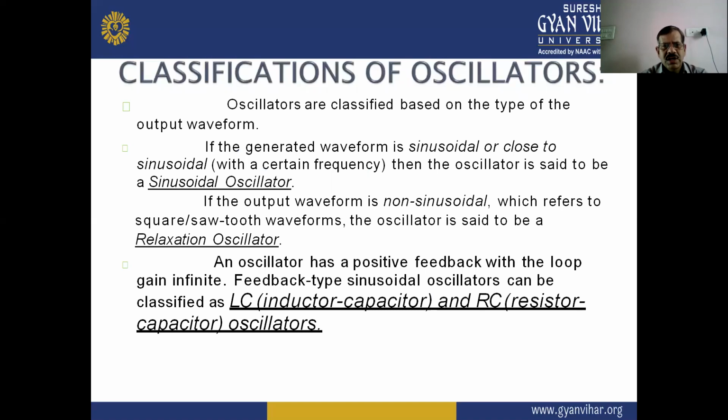An oscillator has a positive feedback with an infinite loop gain. Feedback type sinusoidal oscillators can be classified as LC (inductor capacitor) and RC (resistor capacitor) oscillators. So based upon the feedback, there are two types of oscillators, classified as LC and RC oscillators.